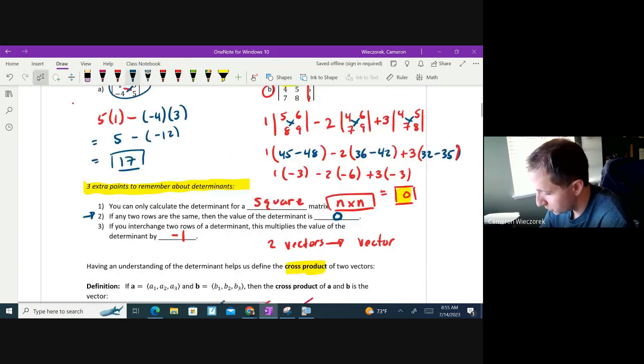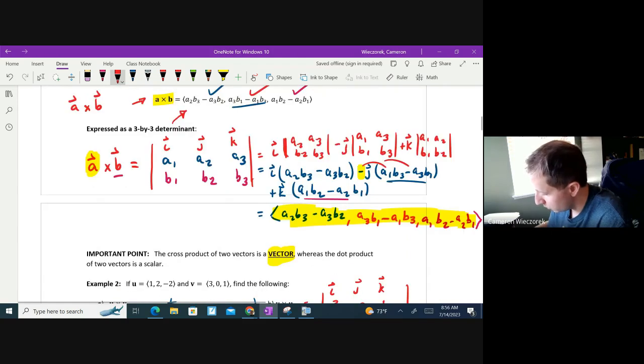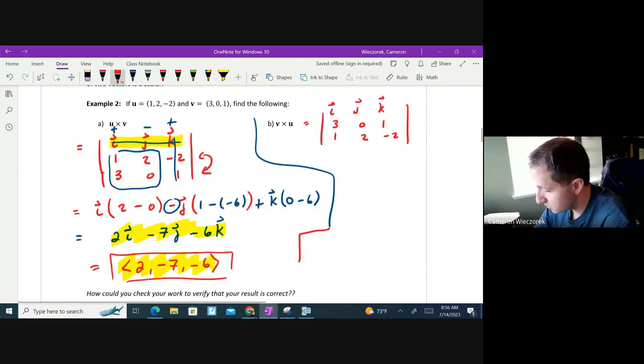Take a look at number 3. If you interchange two rows of a determinant, so if I switch two rows, it's going to multiply the value of the determinant by negative 1. Well, what we did is we switched two rows. We took row 2 and row 3 and we reversed them. So all we're going to do is multiply this entire vector by negative 1.